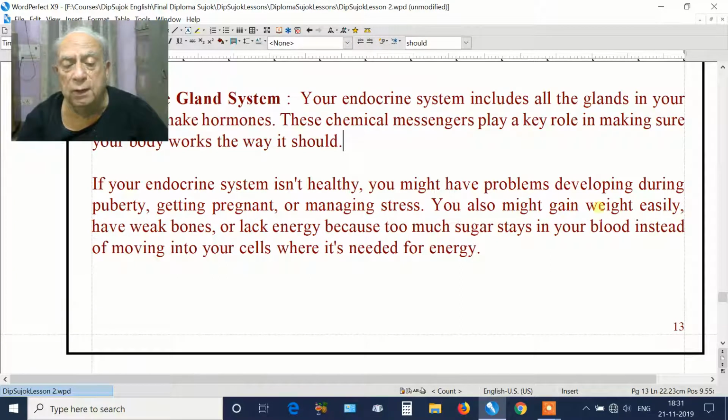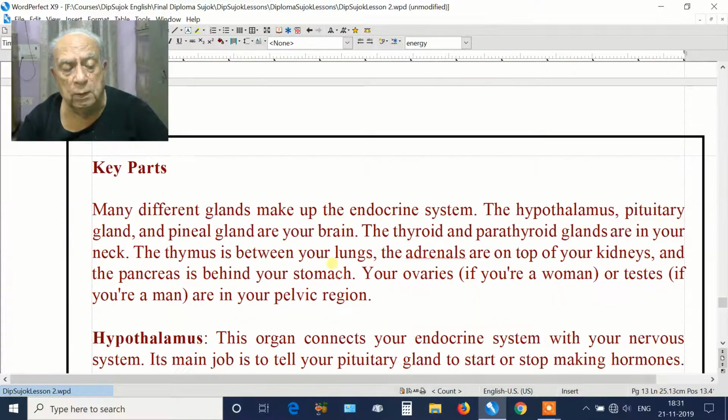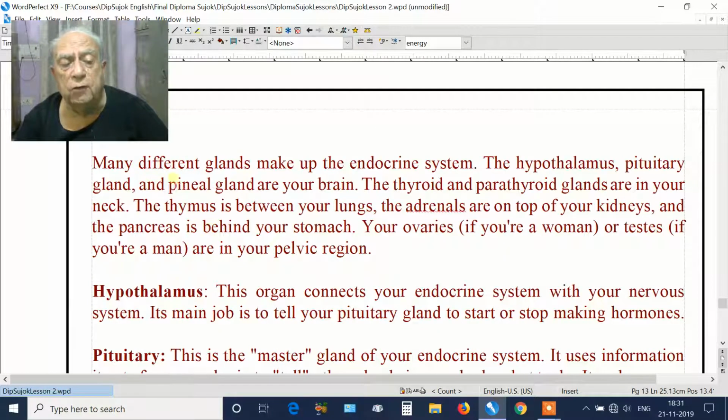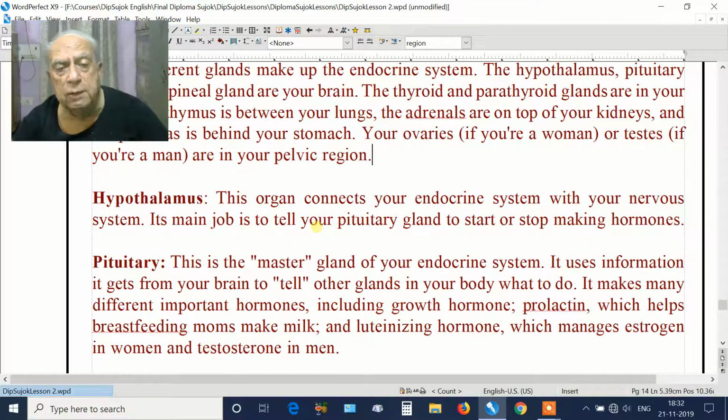You also might gain weight easily, have weak bones, or lack energy because too much sugar stays in your blood instead of moving to your cells where it is needed for energy. So, key parts. Many different glands make up the endocrine system. The hypothalamus, pituitary gland and pineal gland are in the brain. The thyroid and parathyroid glands are in your neck. The thymus is between your lungs. The adrenals are on top of your kidneys and the pancreas is behind your stomach. Your ovaries, if you are a woman, or testes, if you are a man, are in your pelvic region. You have already seen the correspondence above.